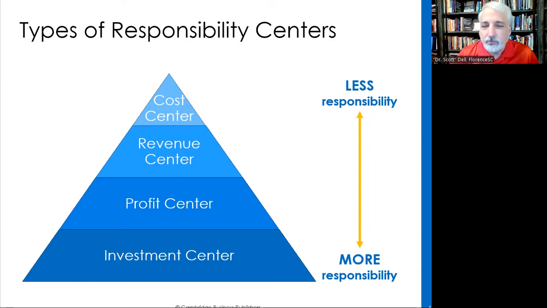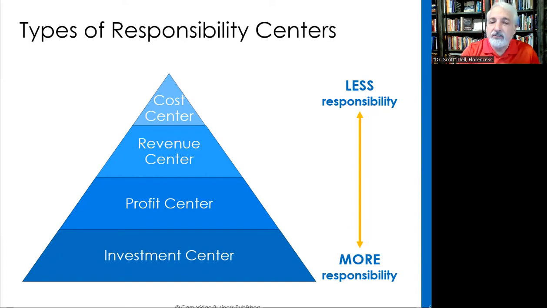They might get involved in some new equipment and new machinery, but overall, the total investment, buying another business, going vertical integration or horizontal integration, those aren't decisions they'll be making. So the cost center is the lowest level, the least responsibility, but we want to assign the cost to that cost center manager so that they can be responsible for the costs.